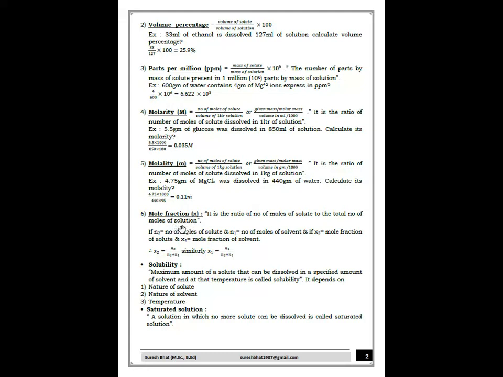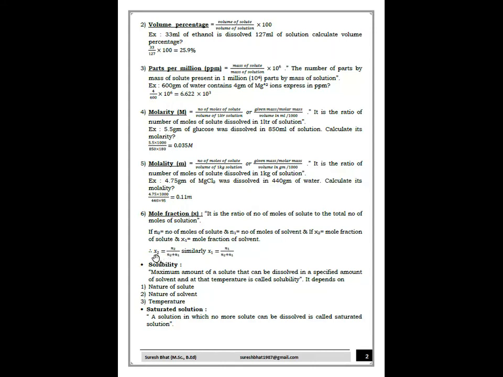Please do remember, children, here it is solution, not the solvent. So for solution you have to take N2 plus N1. So why N2 plus N1? N2 is the number of moles of solute and N1 is the number of moles of solvent. So together they make the number of moles of solution.